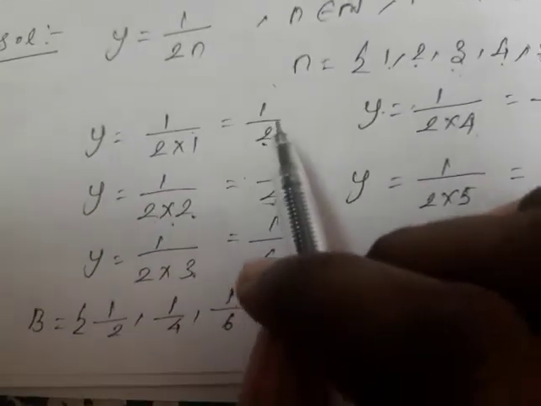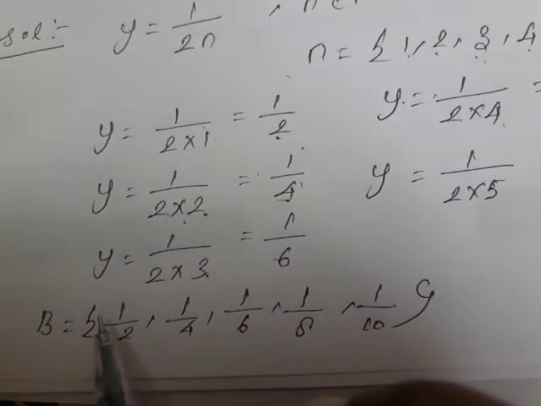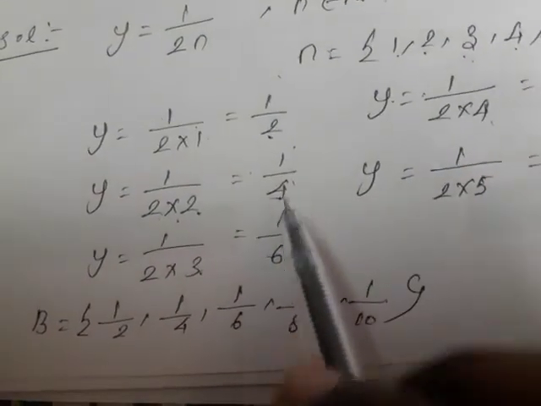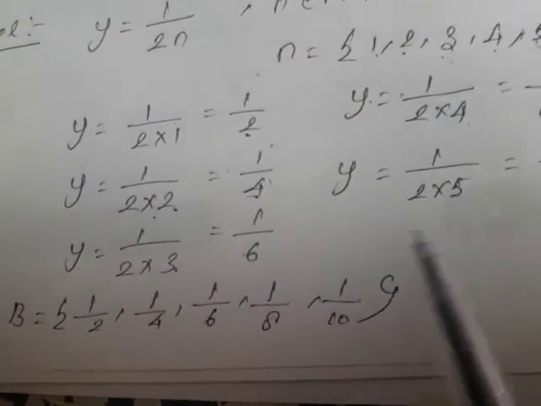So what are all values we found? That one you have to write it inside the bracket. So set B is equal to what? 1 by 2, 1 by 4, 1 by 6, 1 by 8, 1 by 10. There is the answer. The next one.